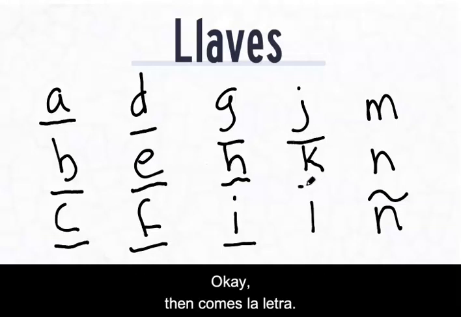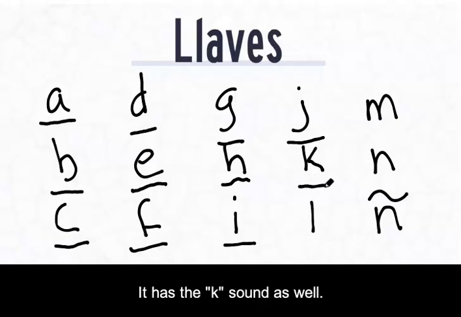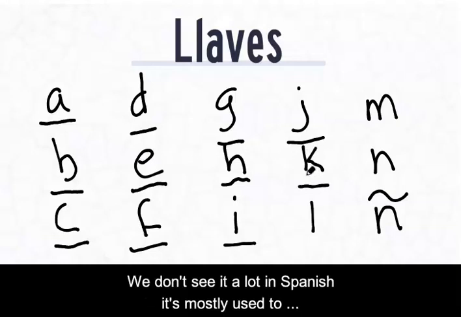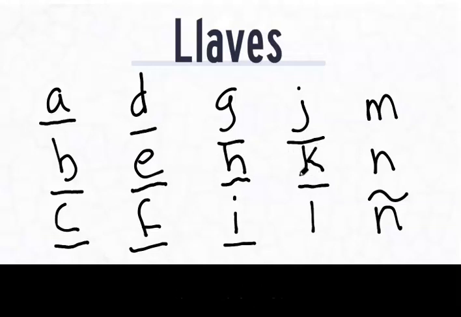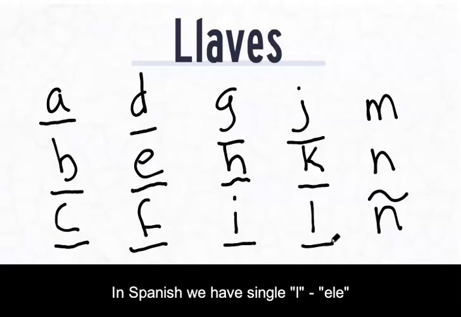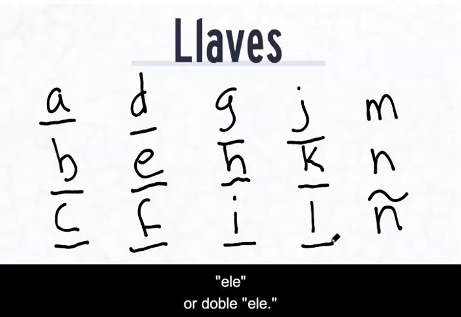Okay, then comes the letra K, and it has the K sound as well. We don't see it a lot in Spanish. It's mostly used to spell words that come from other languages like English. Okay, then comes la letra L. Okay, in Spanish we have single L, L or double L, L or doble L. The single L is la, le, li. Okay, and the double L has a ya or a ja sound depending on which country you're speaking Spanish in.